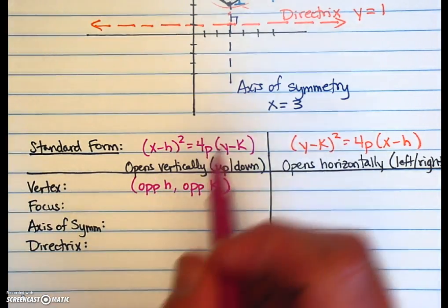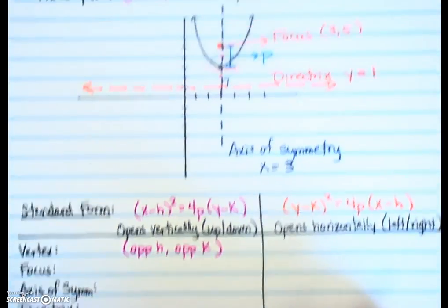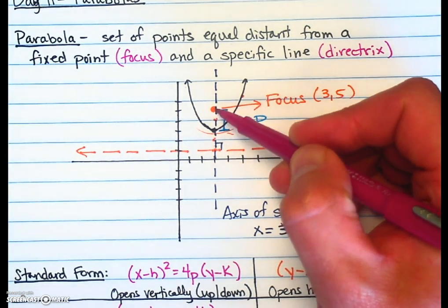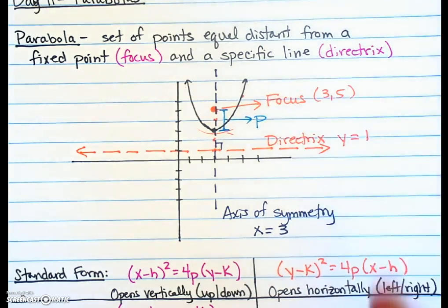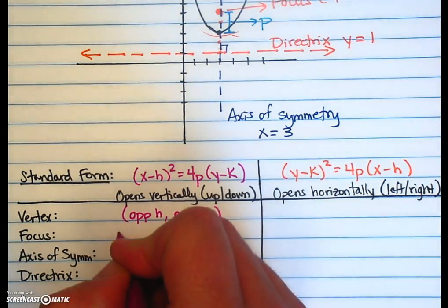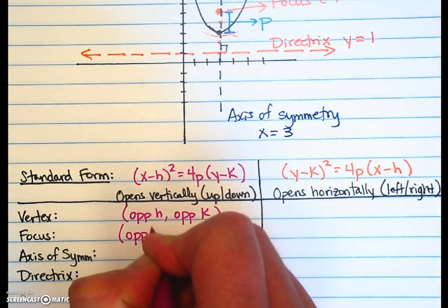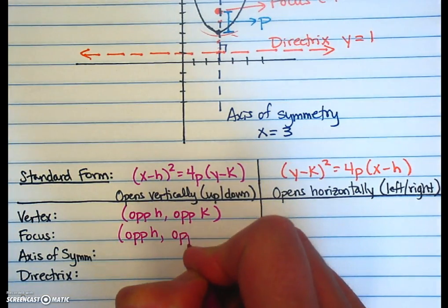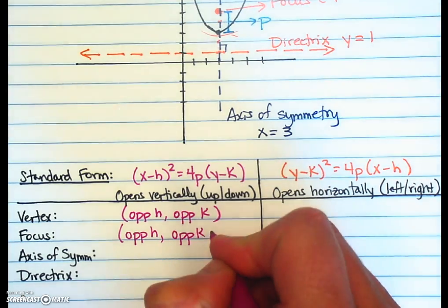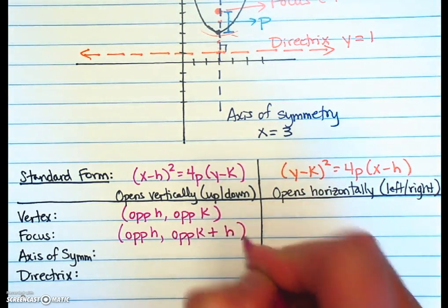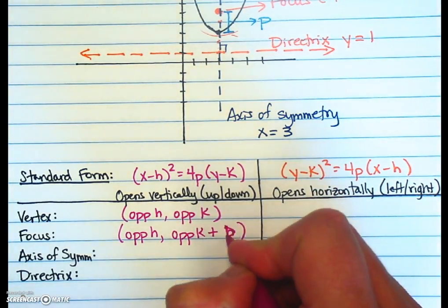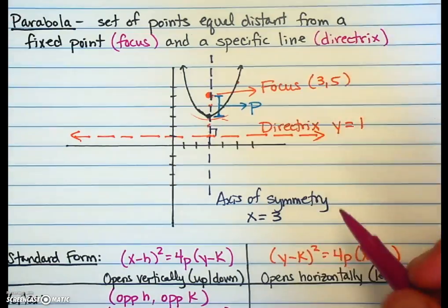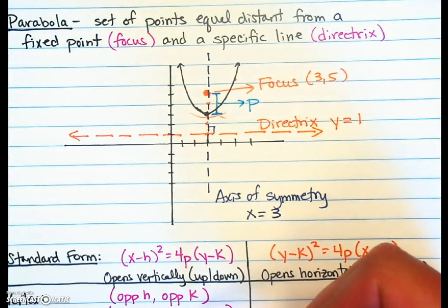Now when we do our focal point, notice for one that opens vertically here, the x value stays the same. It's the y value that's changing. So when we're doing our focal point here, we're going to keep our x coordinate, opposite of h, the same, but for our y coordinate, which is opposite of k, we're going to add p to it, not h. Add p to it. Okay? So we're going to take whatever this p value is, and we're going to add it to k.